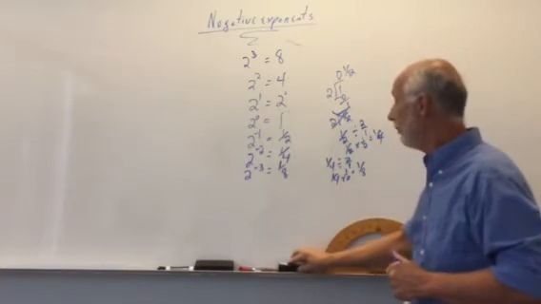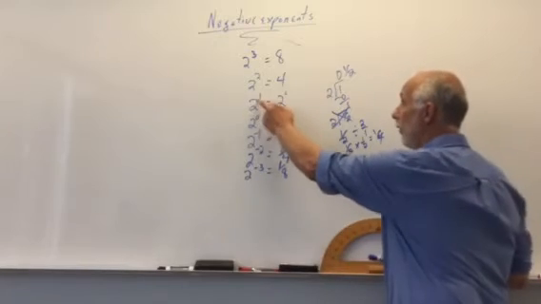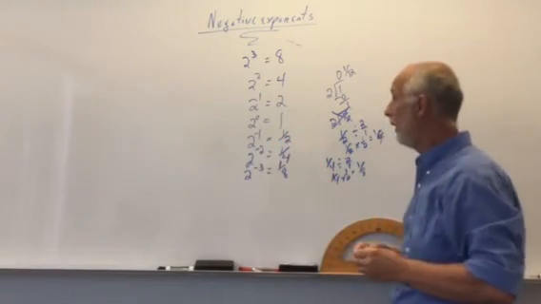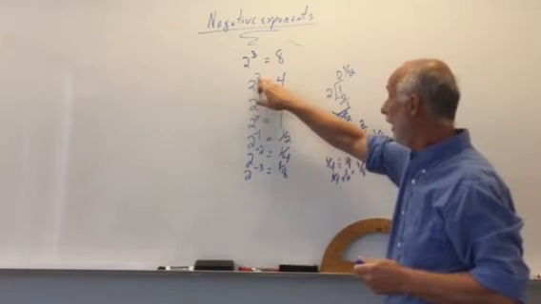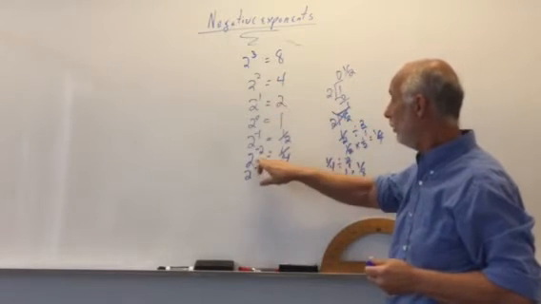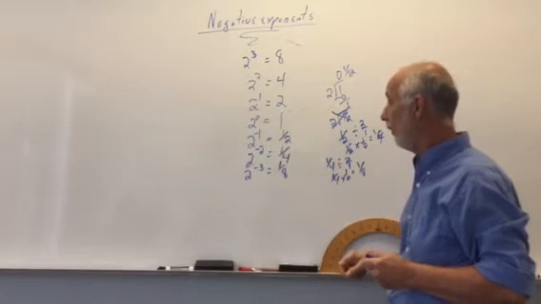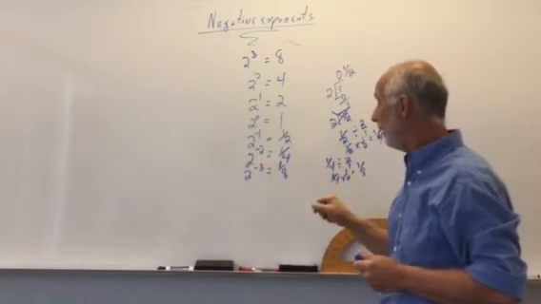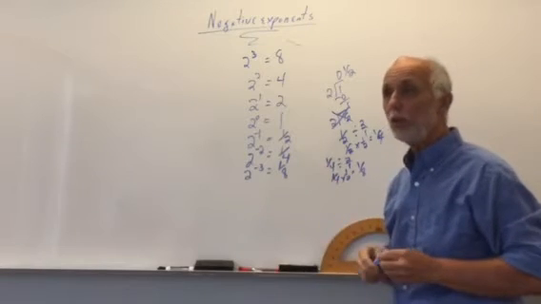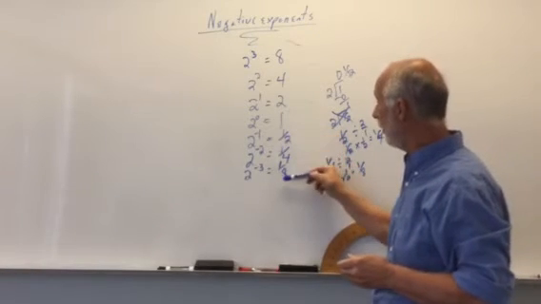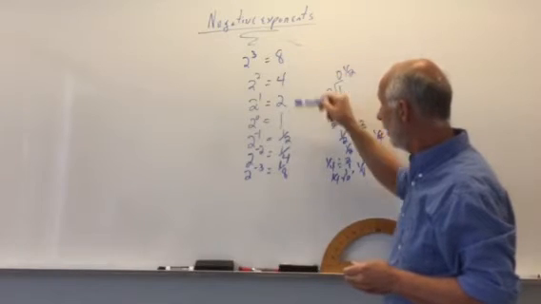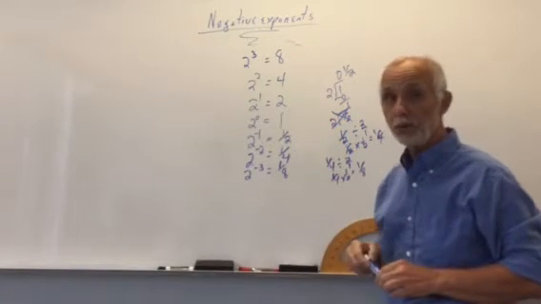You should notice something here. 2 to the first power is 2. 2 to the negative first power is 1/2. 2 to the second power is 4. 2 to the negative second power is 1/4. 2 to the third power is 8. 2 to the negative third power is 1/8. So what are you doing with the negative exponents? You're taking your positive exponent answers and getting the reciprocal.